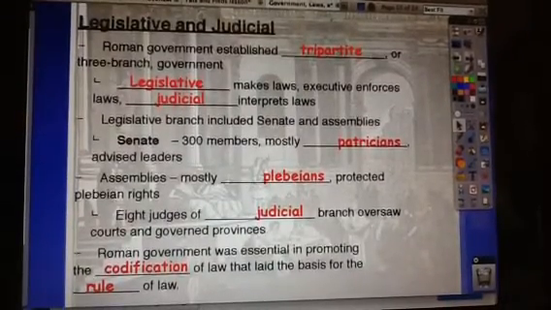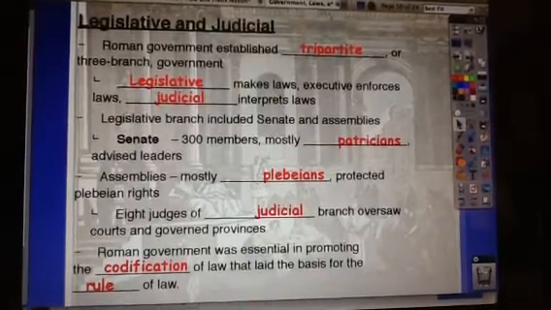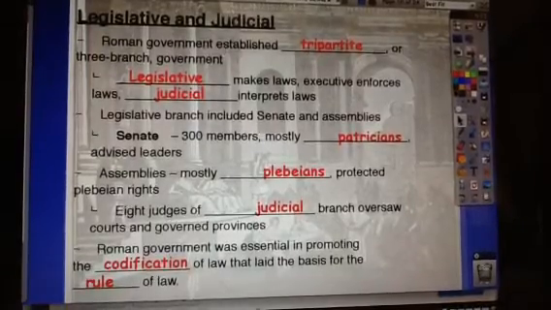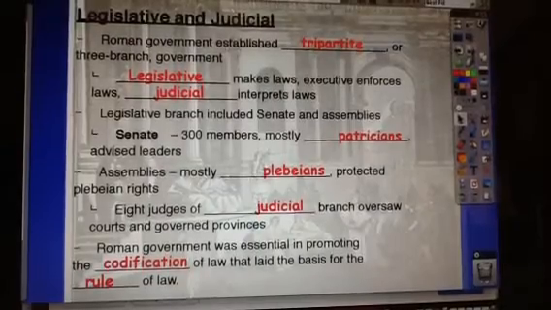8 judges were in the judicial branch and oversaw courts and governed provinces. Roman government was essential in promoting the codification of law that laid basis for the rule of law.